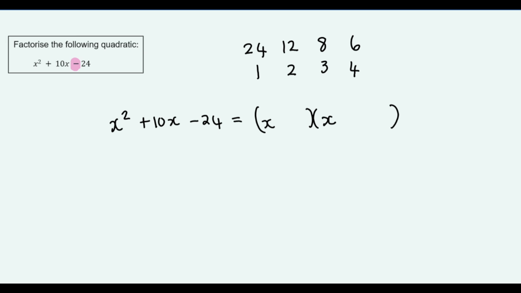Now, this sign, negative 24, tells you you need to subtract. Which of these will give us 10 when we subtract? 12 minus 2 is 10. You can see 8 minus 3 is 5. 6 minus 4 is 2. 24 minus 1 is 23. So none of those work. So we need 12 and 2.